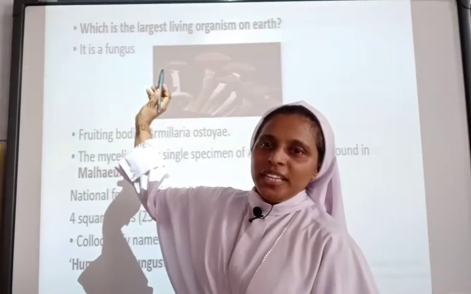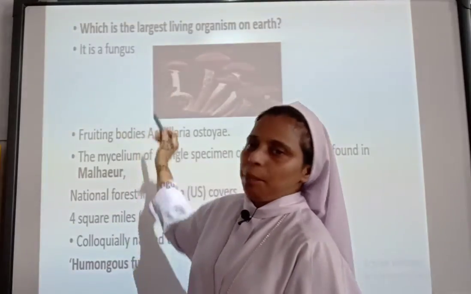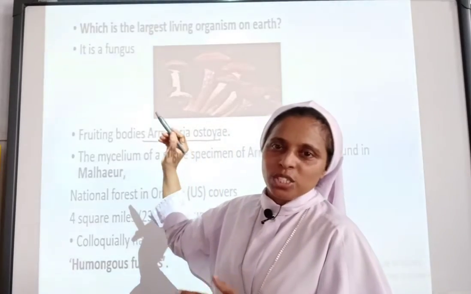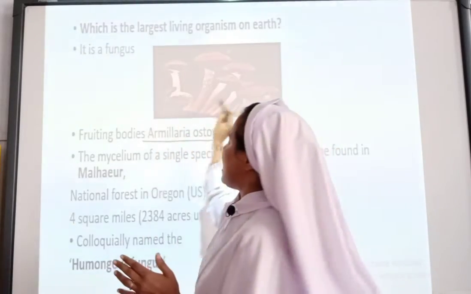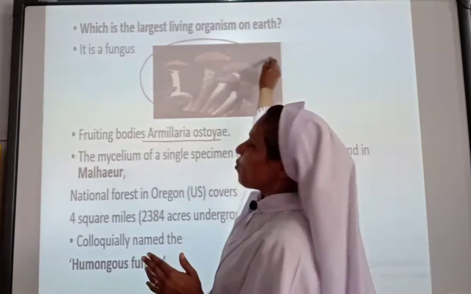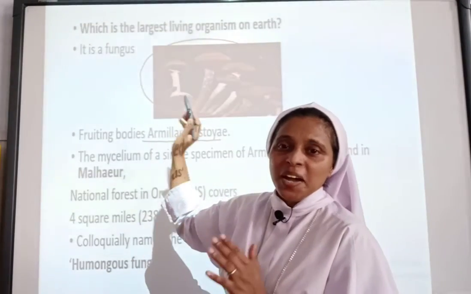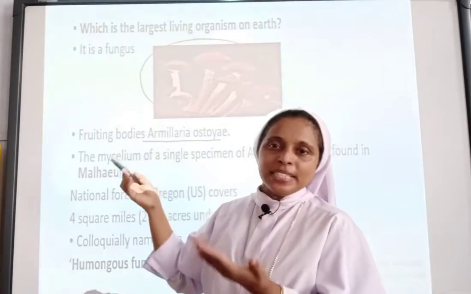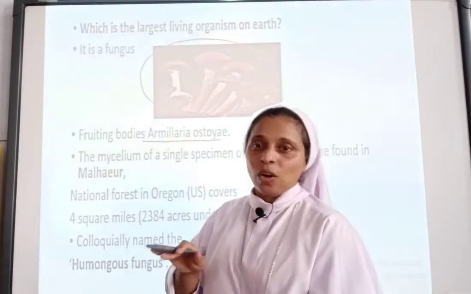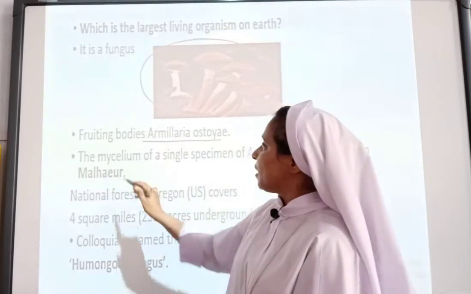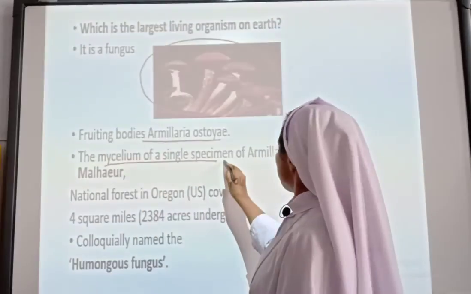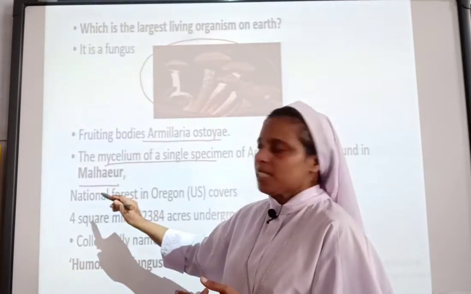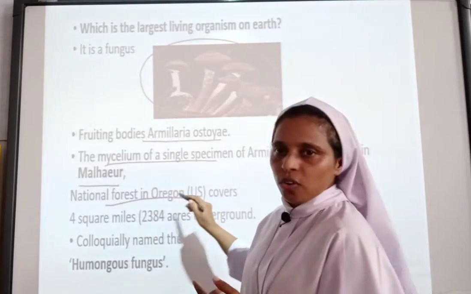The largest organism is said to be the genus Armillaria ostoyae. This is the image of Armillaria ostoyae. It is the largest organism found on the earth, but it is not seen, as it is underground. It is said that the mycelium of a single specimen of Armillaria ostoyae is found in the Malheur region. Where is this region? It is found in Oregon, US.